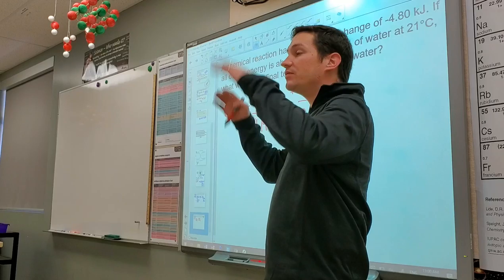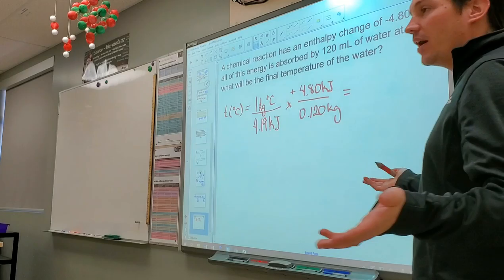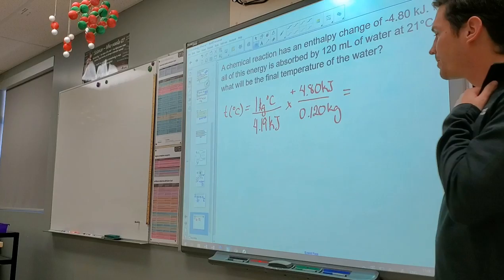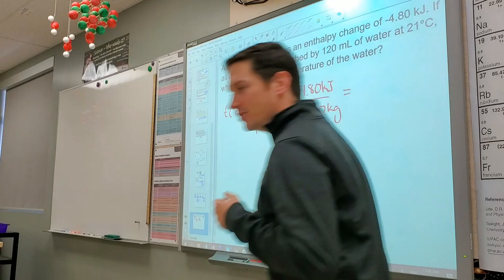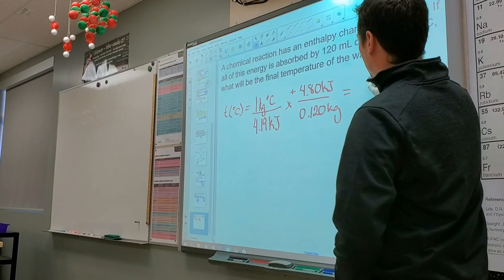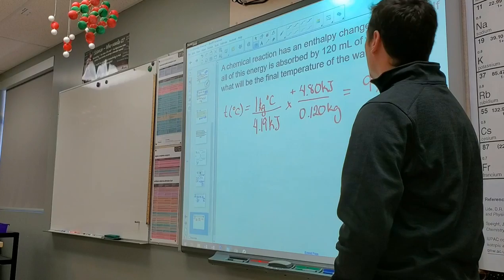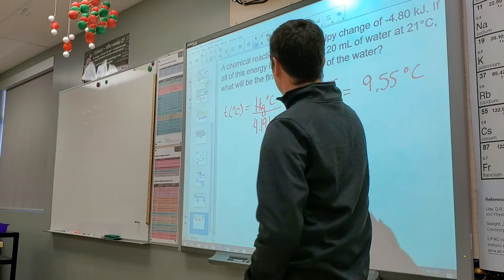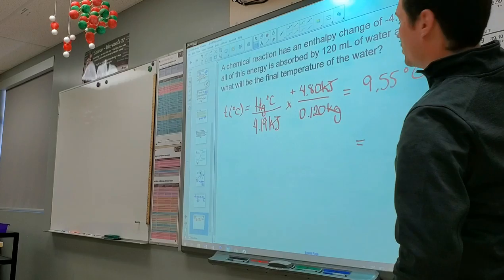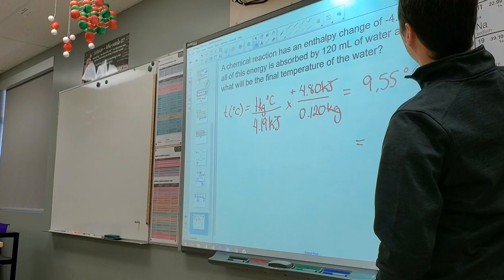Okay, so from the water's perspective, is it gaining or losing energy? It's gaining energy. So is this going to be a positive temperature change or a negative temperature change? Positive. It's going to get heated up, right? So its temperature is going to increase. How much is its temperature going to increase by? 9.5. Did you do it? 9.55 degrees Celsius? Oh, okay, kilojoules, yeah. Kilograms, kilojoules, and we're left with degrees Celsius.